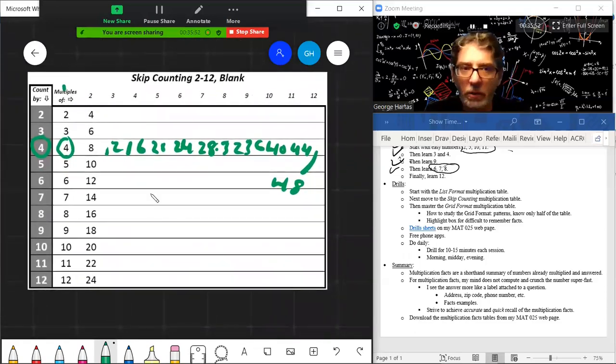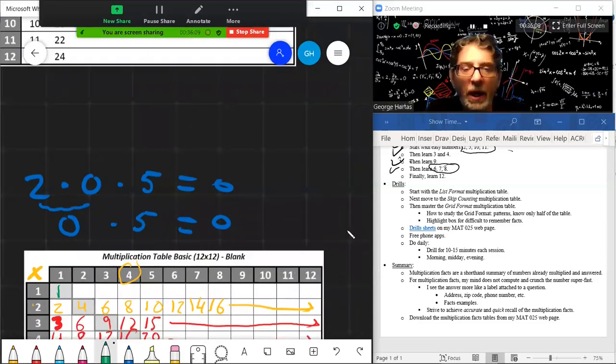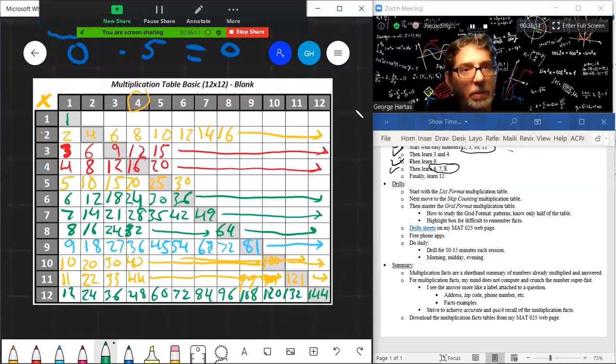Skip counting, which is this thing here, skip count. And you go straight across, left to right. Count up in multiples of that same number. 8, 16, 24, 32, and so on. All right, and then finally, master the grid format. I call this the grid format because it is like a grid.